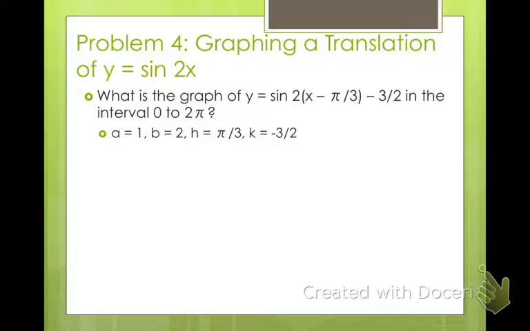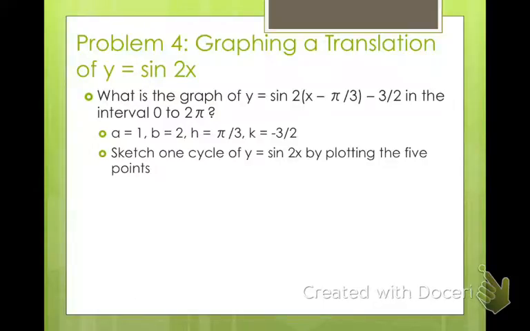So we're going to sketch one cycle of y equals sine of 2x by plotting the 5 points, the maximum, the minimum, and the x-intercepts. And then we're going to use h and k to translate that function. Alright, so let's go ahead and get started.